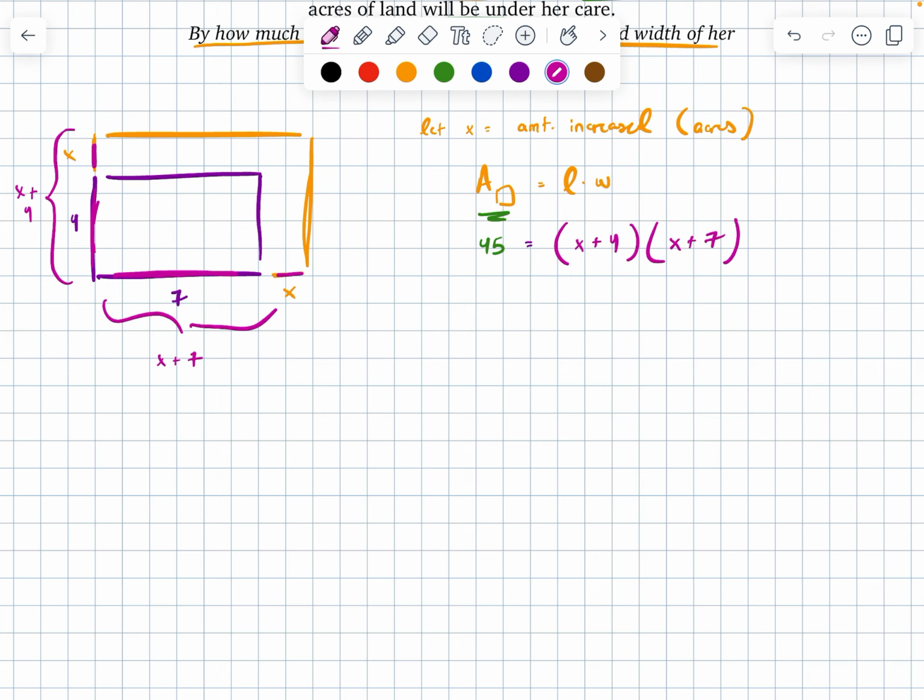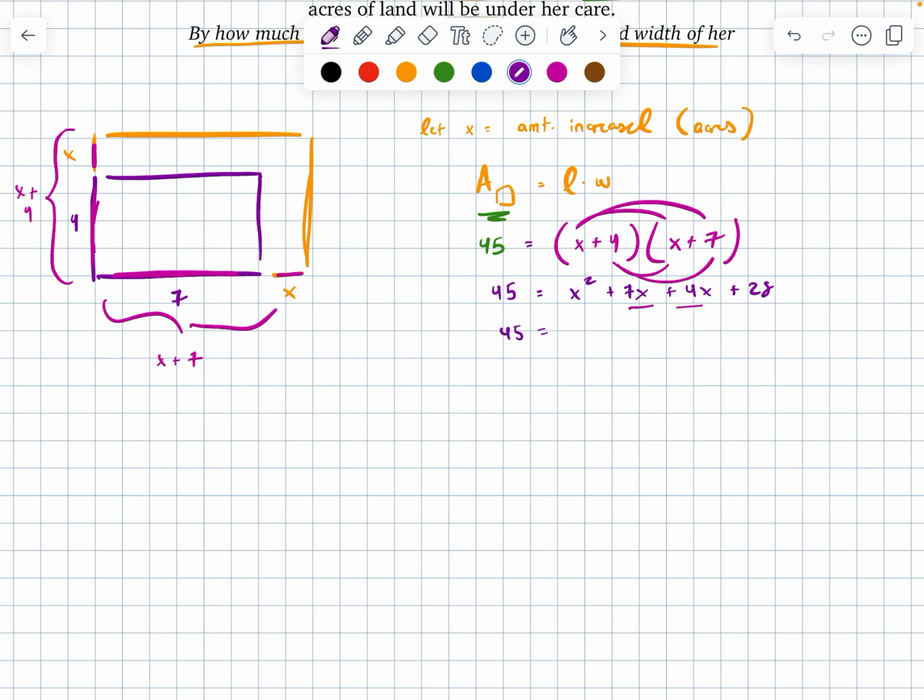Okay, from here, if I think back to those problems at the end of Unit 7, our first move was usually to get rid of those parentheses on the right side, because before I can factor, of course, I need a 0 on one side. So doing some distributing over here on the right, I would show that 45 is equal to x times x, which is x squared. x times 7 is 7x. 4 times x is 4x, and 4 times 7 at the back is 28.